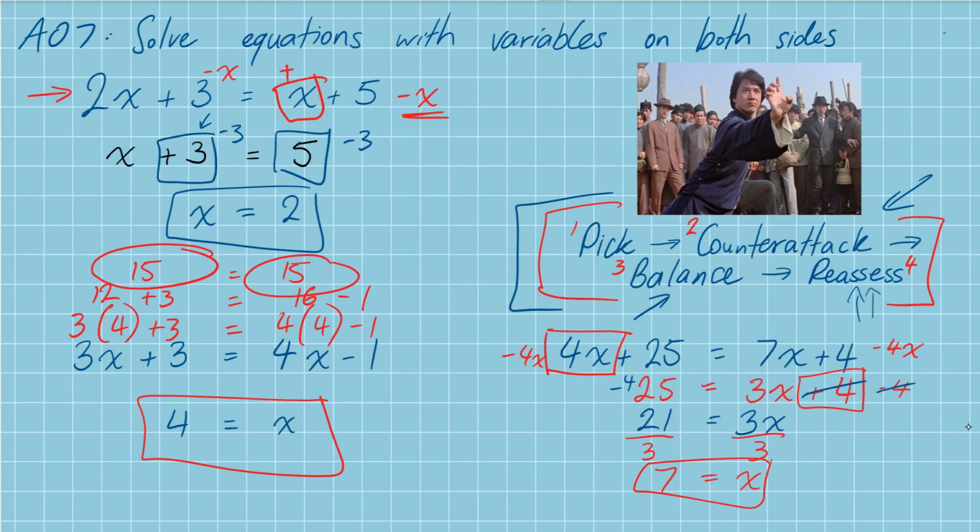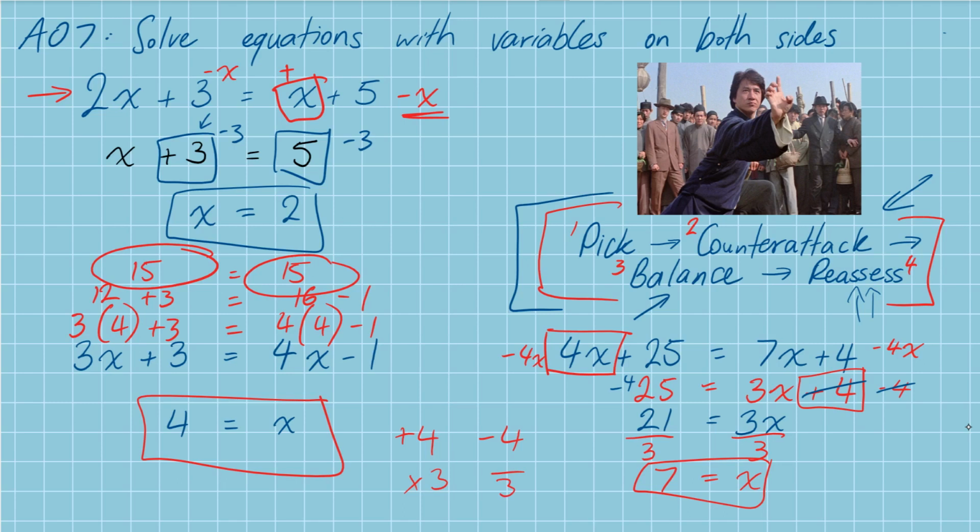So now's your opportunity to try a couple of questions on your own. Before you do that, remember our process is first, figure out who you're going to pick on. Two, counterattack. Whoever you're picking on, whoever that henchman is, you're using the ultimate counterattack. If it's a plus 4, you're going with a minus 4. If it's times by 3, you're going with a divide by 3.